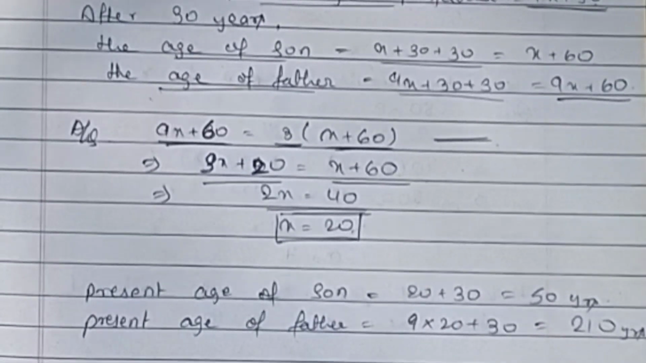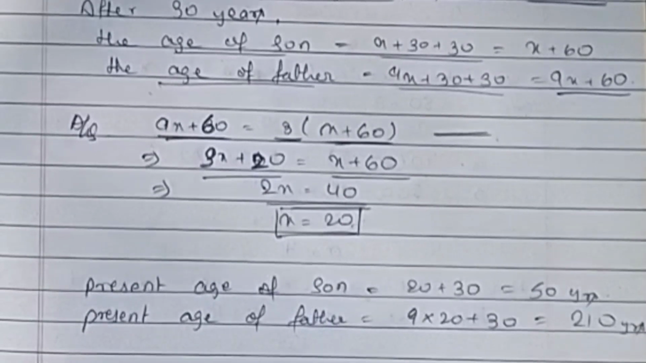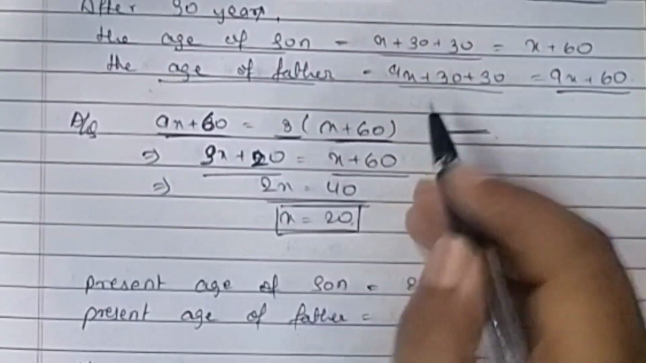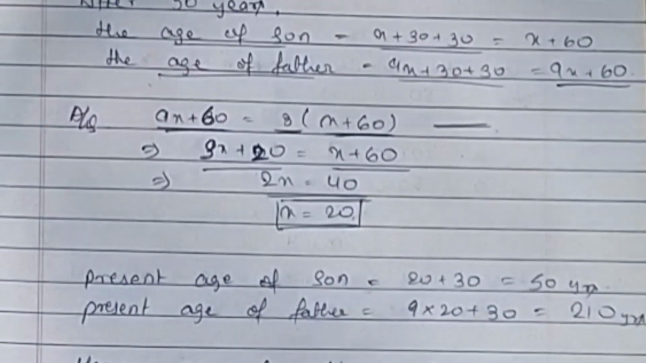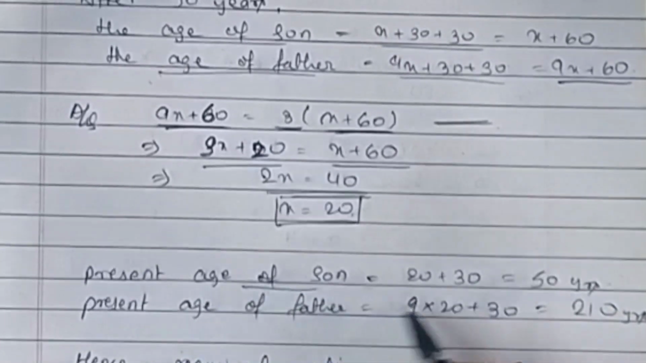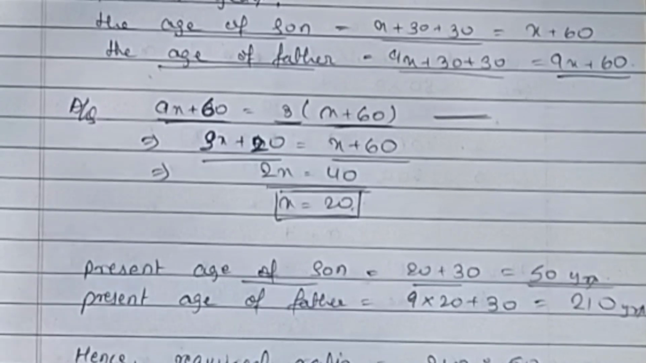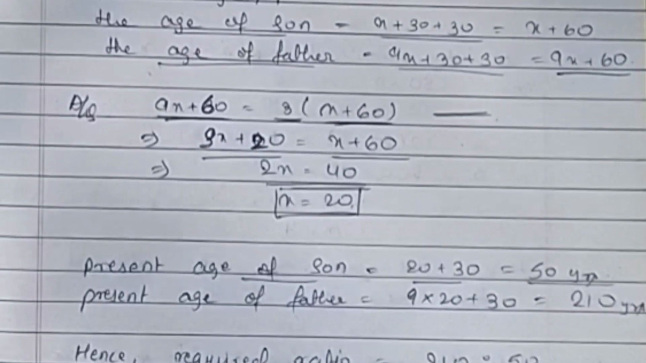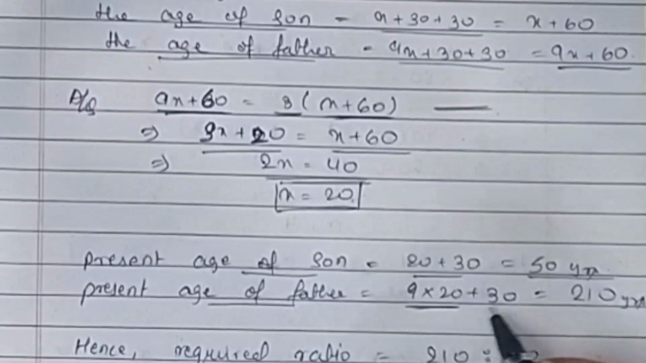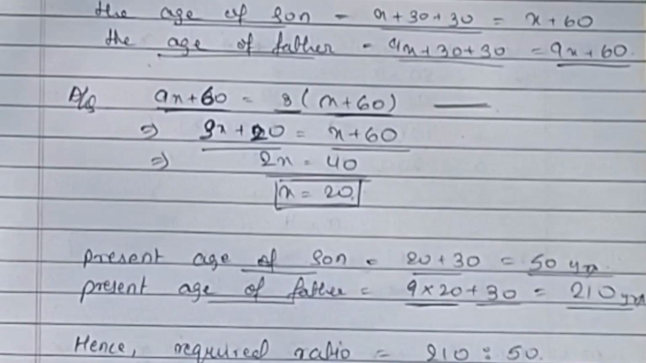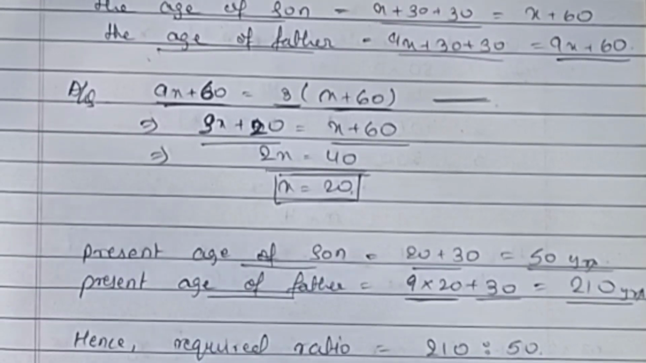As we have found the value of x, we can easily find the present ages of father and son. We have assumed the present age of the son is x plus 30 and the father is 9x plus 30. We put the value of x there, and the present age of the son will be 20 plus 30, which equals 50. So the present age of the son is 50. Now the present age of the father will be 9 multiplied by 20 plus 30, which equals 210 years. So the present age of the father will be 210 years.